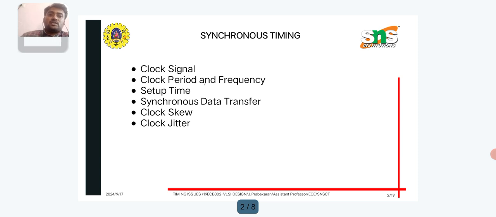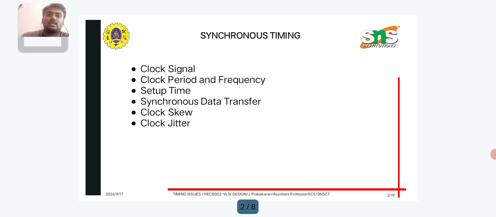And another one is setup time and hold time. Setup time is the minimum amount of time before the clock edge that the input signal must be stable and valid to be correctly latched by a flip flop or latch. Hold time means the minimum amount of time after the clock edge that the input signal must remain stable to ensure proper latching.